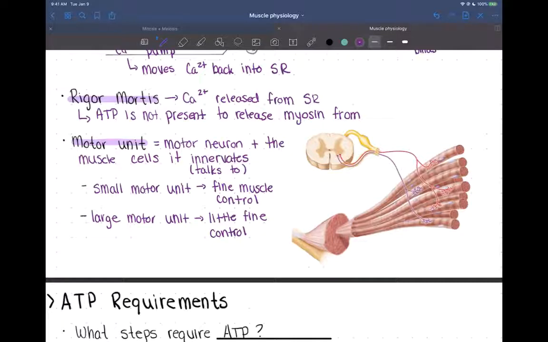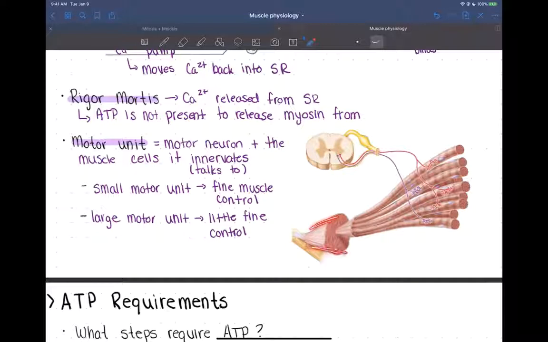And so with a motor unit, once that motor neuron sends an action potential, all of the muscle cells that it innervates are going to contract, all right? So keep that in mind. That's how this works, right? So if this motor neuron sends out an action potential, all three of these muscle cells will contract, always, okay?